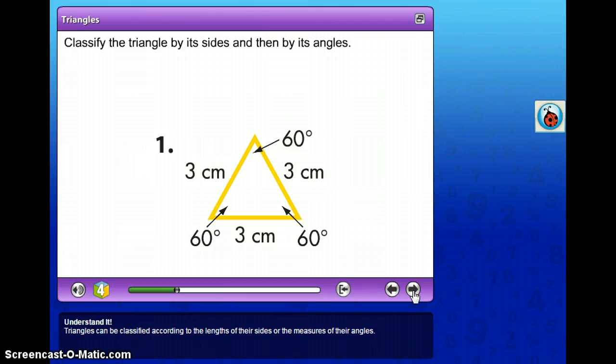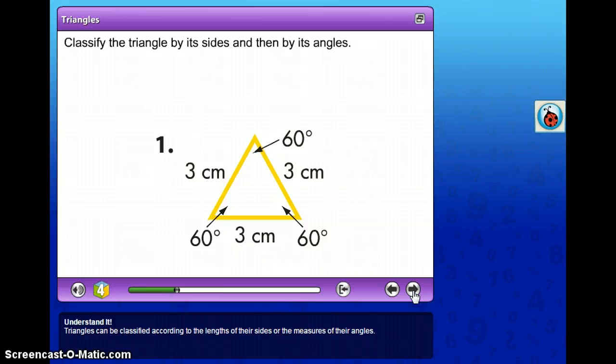Our book says on page 209, when you classify a triangle by its angles, it can be a right triangle, because that means it has a right angle. It can be an acute triangle, which means all of the angles are acute, or it can be an obtuse triangle, which means it has one angle that's obtuse. Are any of these angles obtuse? 60, 60, 60. No. Are any of them right? No. So, each of them are acute, so that means this type of triangle is an acute triangle.